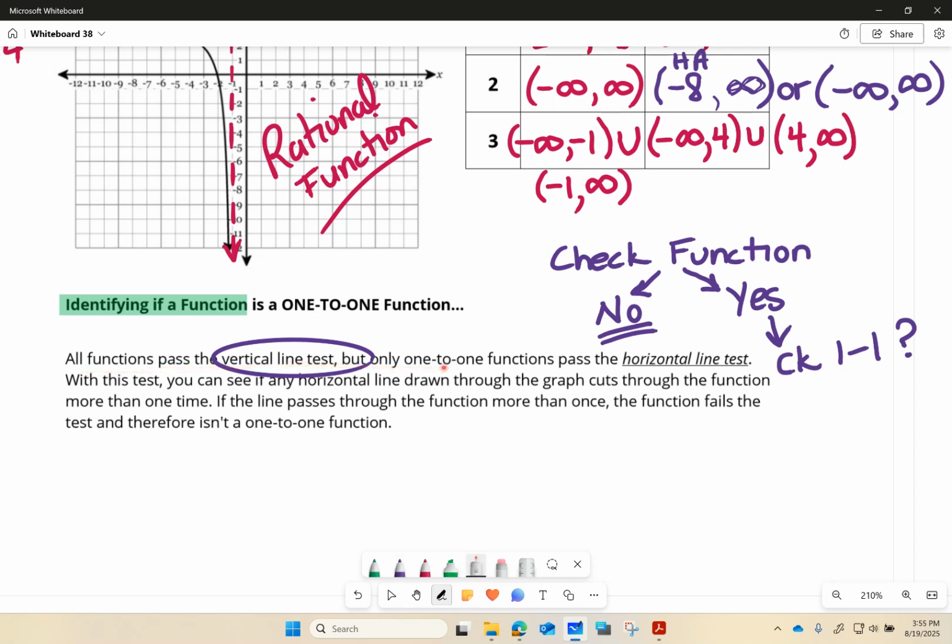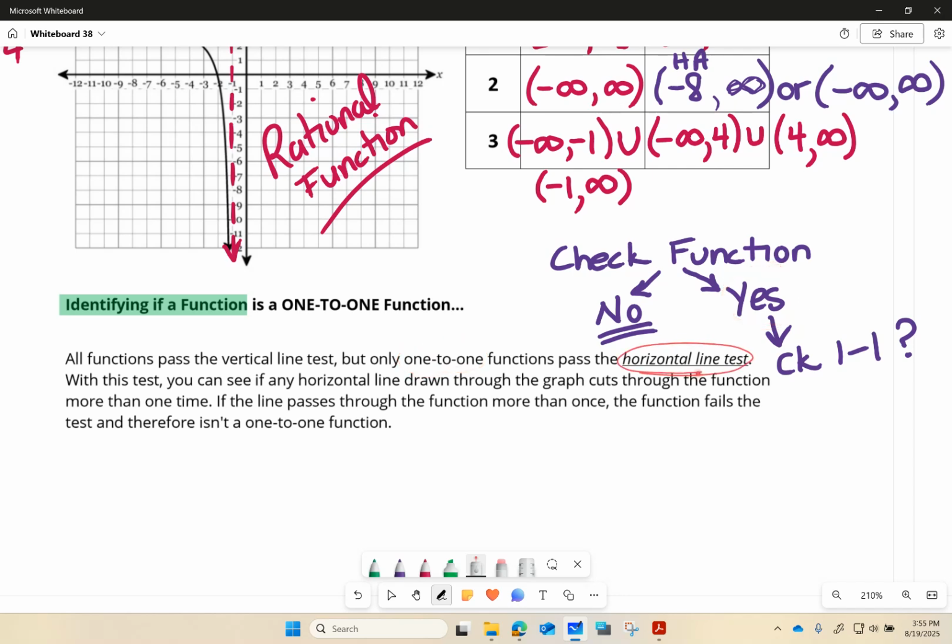All functions pass the vertical line test. So you've already passed the vertical line test through this part. But only one-to-one functions pass the horizontal line test. So what that means is, if you say yes, I need you to check to see if it's one-to-one by doing the horizontal line test.